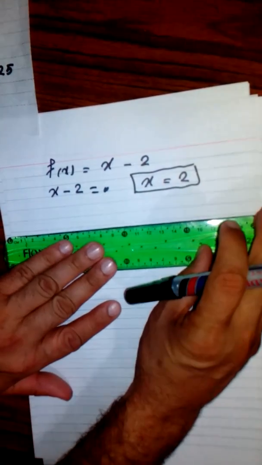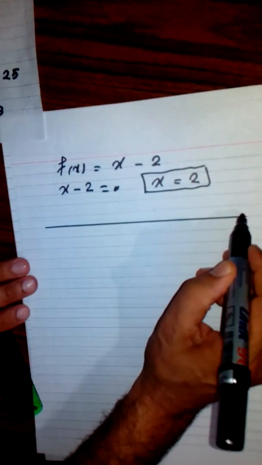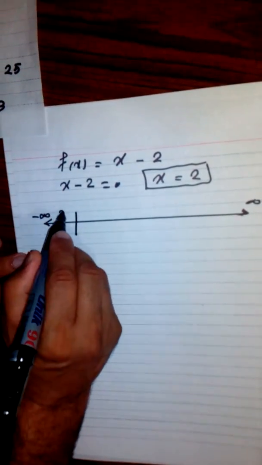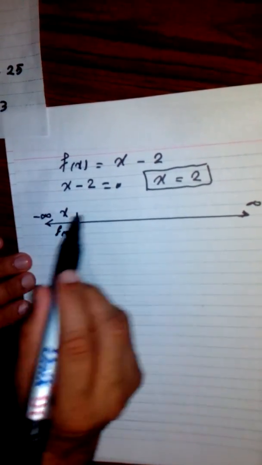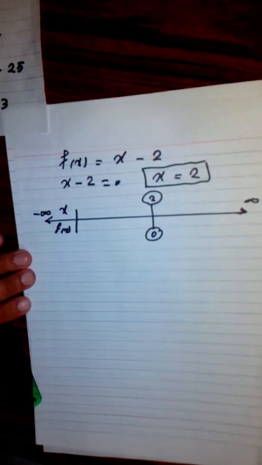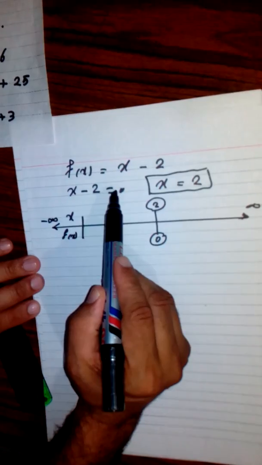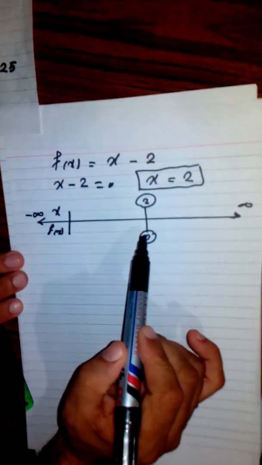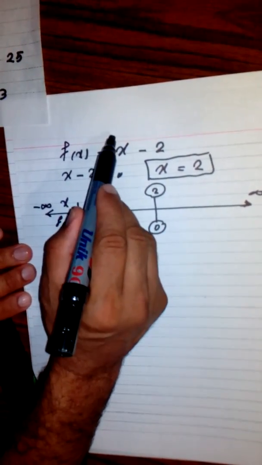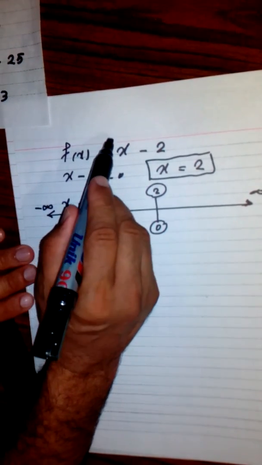We can draw the number line from negative infinity to infinity, with x and f of x. When x equals 2, f of x equals 0. We put f of x equal to 0, then x equals 2. f of 2 equals 0. The coefficient of x, or the factor of x, is 1, that is 1x. 1 is positive.